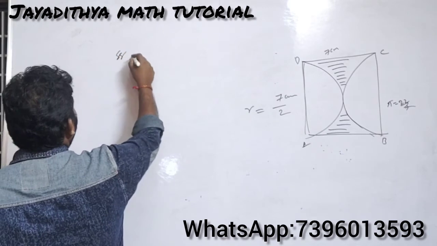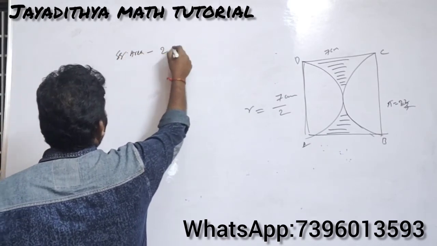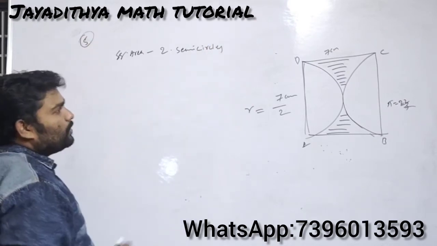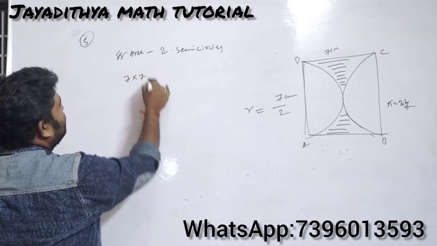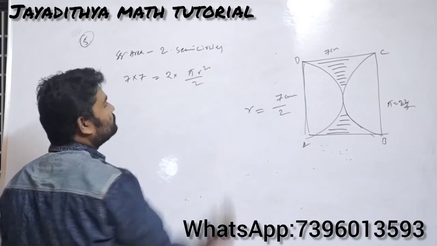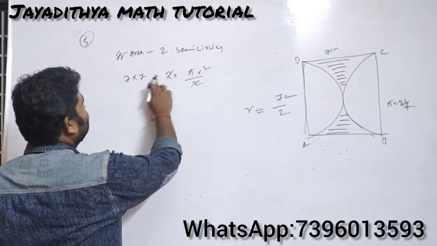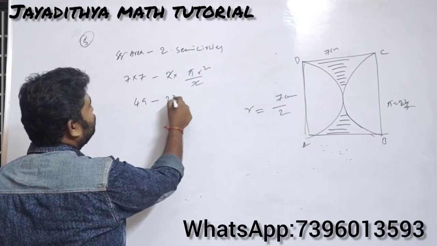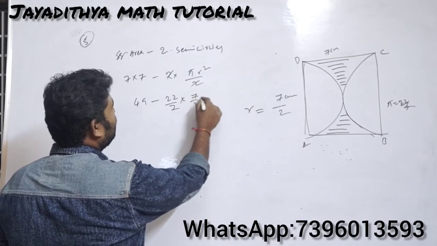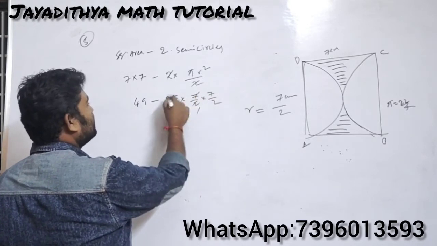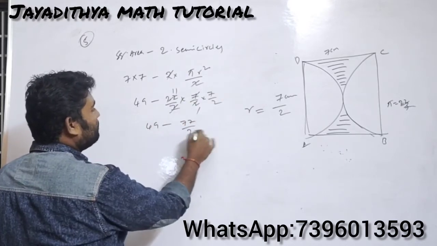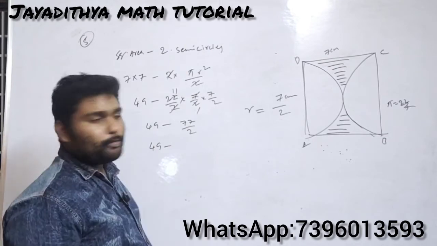So if you want, I'll do it. Square area minus 2 into semicircle areas you should do, right? This is the fifth problem. What is the square area here? That is side into side, that is 7 into 7. And 2 into semicircle is nothing but pi r square by 2. So here 2 and 2 get cancelled. This is 49 minus 22 by 7, as he has asked us to take the pi value as 22 by 7, into r square. r is nothing but 7 by 2 into 7 by 2. Now 7 and 7 get cancelled, 2 twos are 2, 11s are 11. So this is 49 minus 11 into 7 is 77 by 2. This is equal to 49 minus 77 by 2, which is how much?